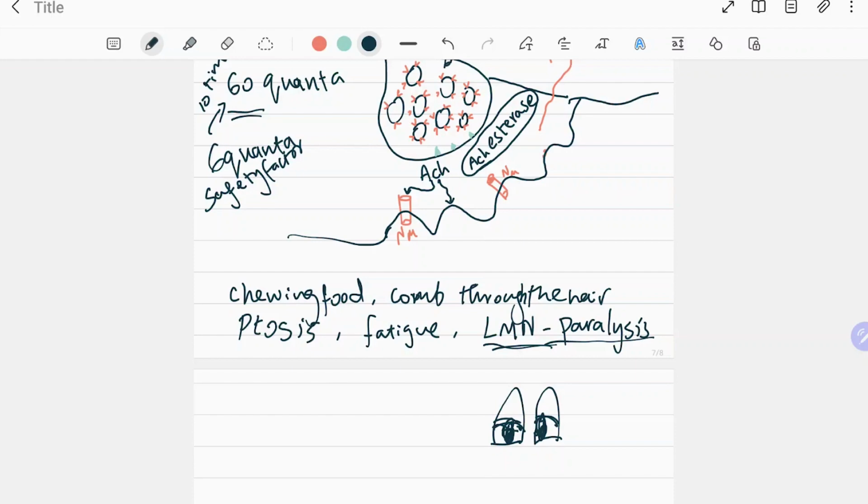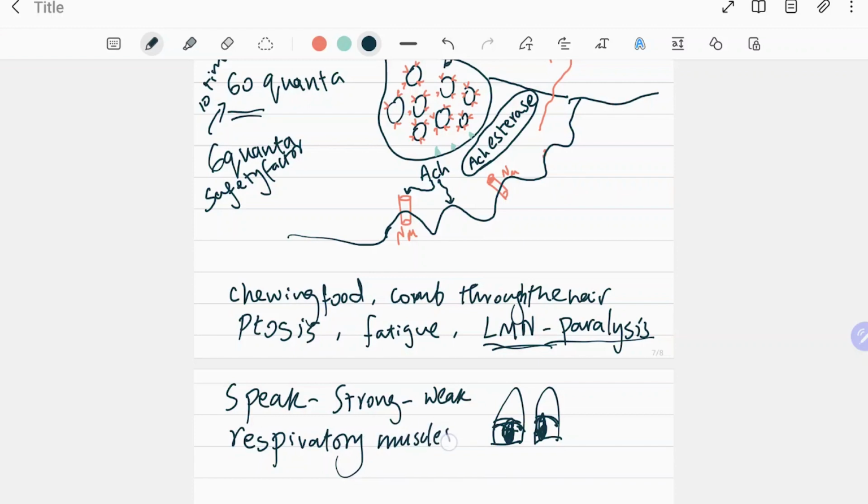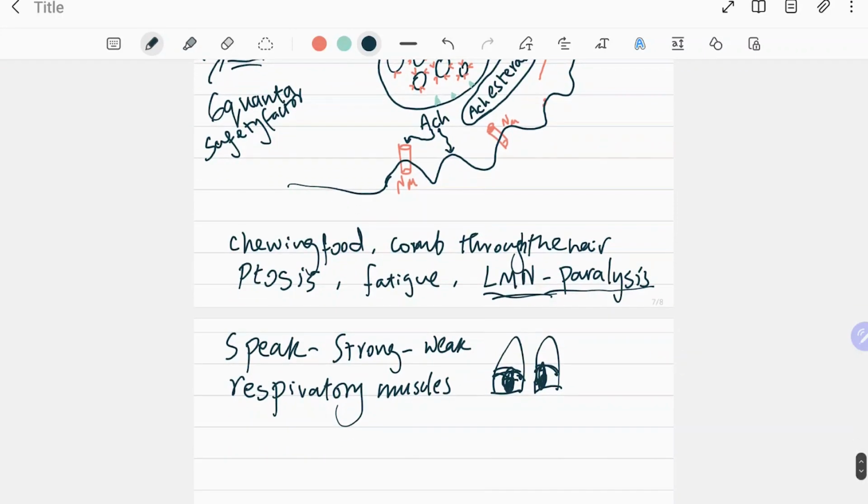Even when they talk, even when they speak, they speak strong in the beginning, when they start talking after a nice period of rest, then eventually it becomes weak. Sometimes the paralysis is so bad that even the respiratory muscles can get affected. So they can get respiratory paralysis and they can die from this. There is a chance of this happening.